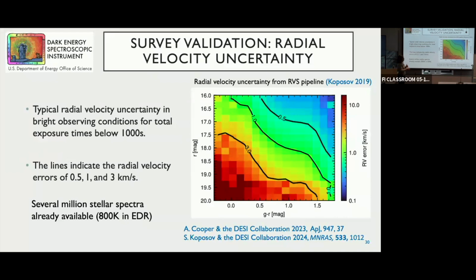So we're getting 3 kilometers a second, 1 kilometer a second, half a kilometer a second. If you're going down to the faintest stars, you're down to 10 kilometers a second. But for some of the streams that we are getting extra data on, we're trying to get down to at least 10 kilometers a second. So we might expose deeper.